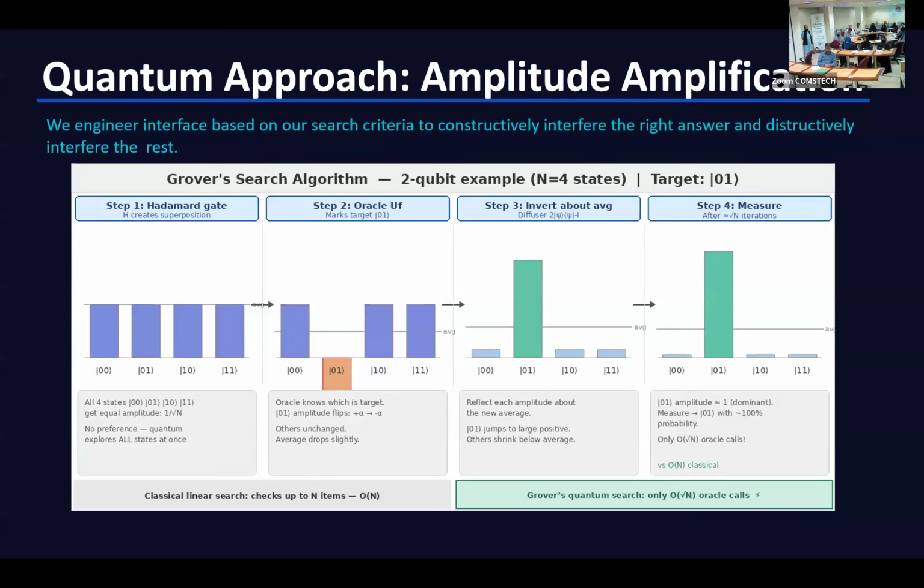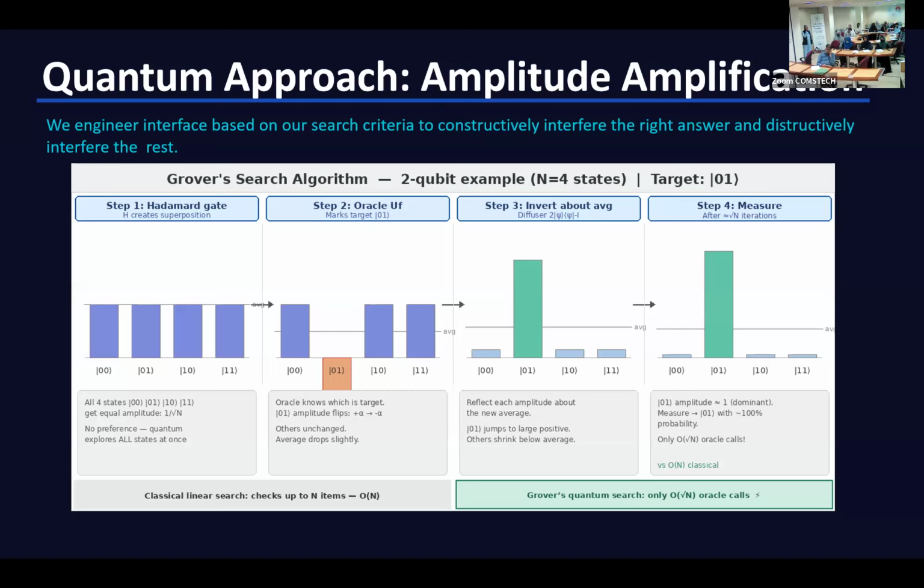So the quantum approach would be to just leave all the stuff that's written on it and focus on the bar histograms. We start with 2 qubits, and the number of states is 4 because we have 2 to the power n. So when we have 2 qubits, 2 to the power 2 means 4 states.